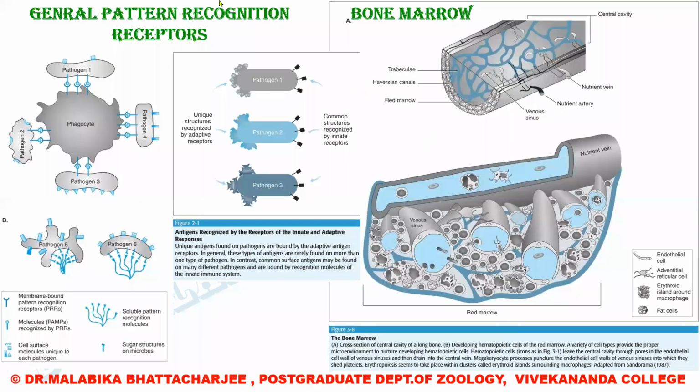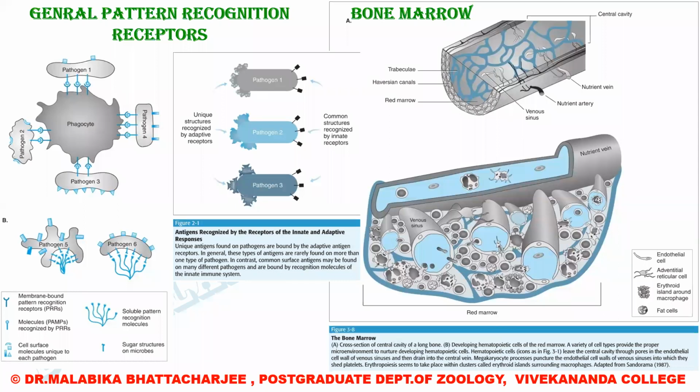So now moving on to the next slide. I've come out from the basic three categories of secondary lymphoid tissues I showed you, and now we are coming to this picture. You can see that these are the general pattern recognition receptors. Now the pattern recognition molecules can be membrane bound receptors, as you can see.